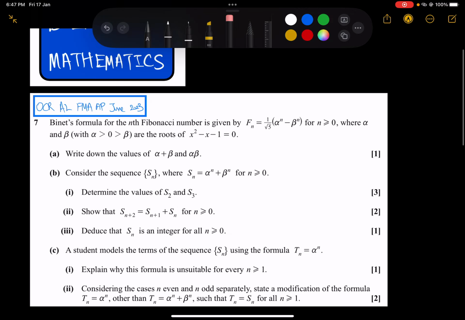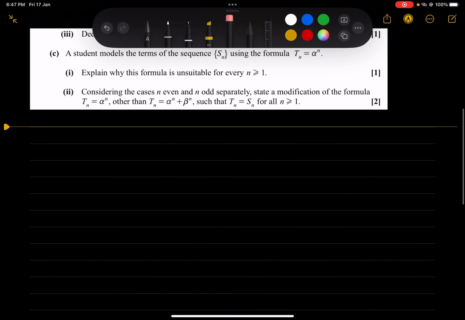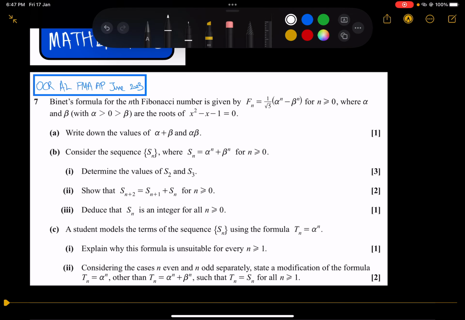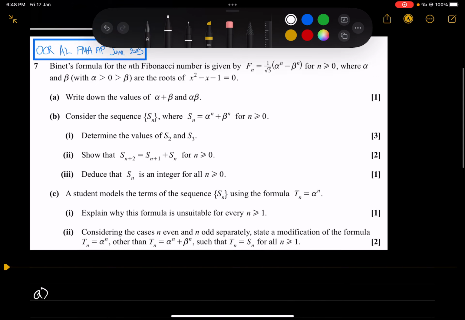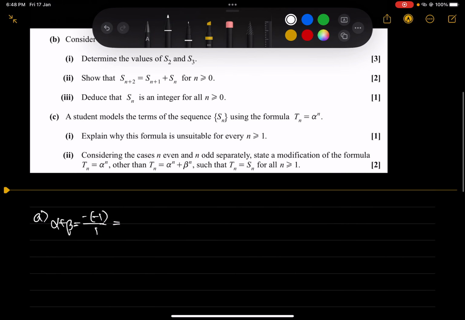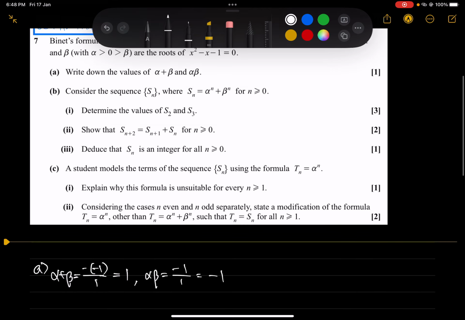Part A is a Christmas gift. We want alpha plus beta and alpha beta, which is negative b over a, which is 1. And then alpha beta is c over a, which is negative 1, and that's it.